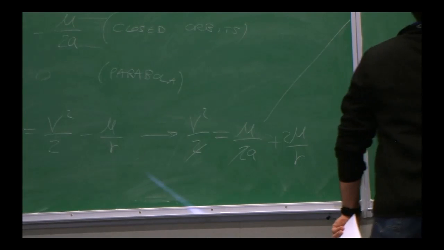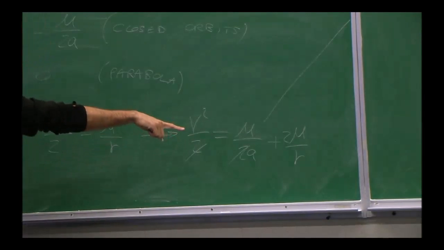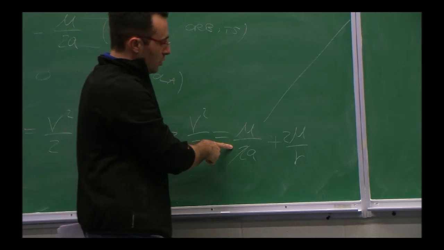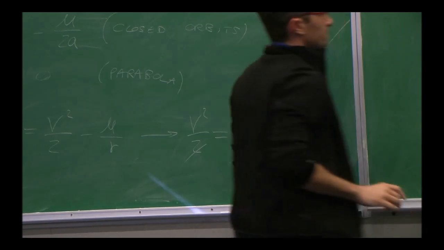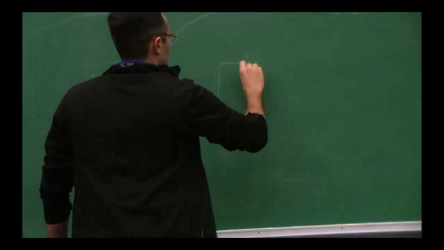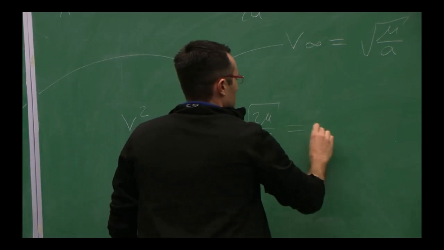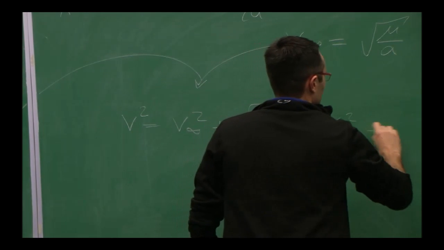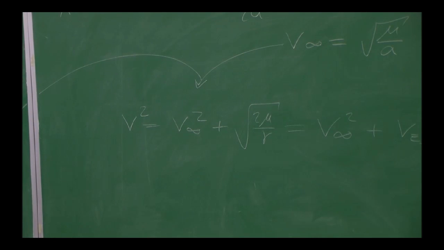So I get the v squared. Let's use these two together. I get the velocity squared at a generic point, because here I have a generic r, right? It's equal to the square root of mu over a, but that's v infinity squared, plus this. We've just computed this, right? So this is v infinity squared plus v escape squared. So at any point, I can go over this again if it wasn't clear. So actually, let me do it.